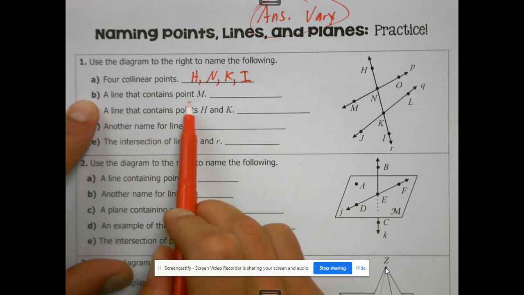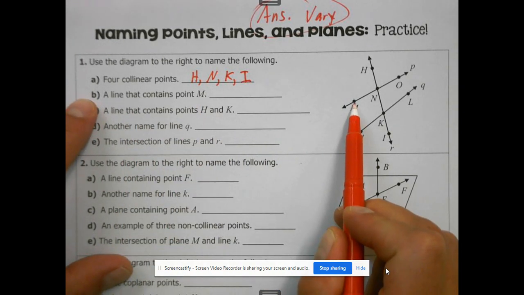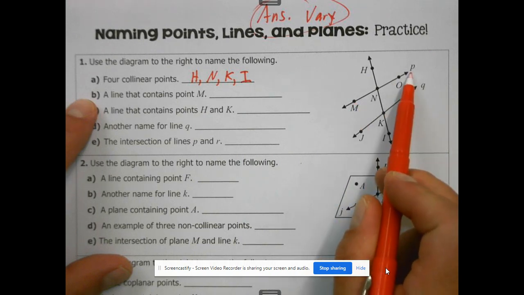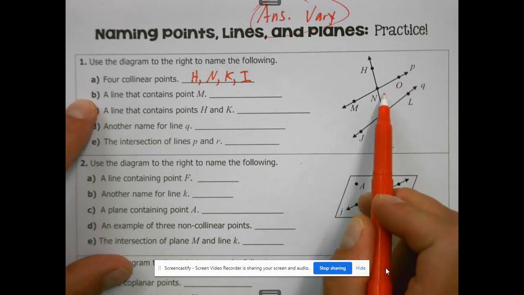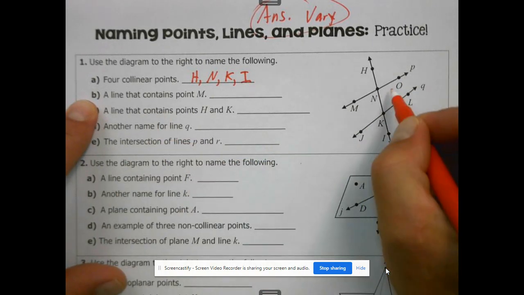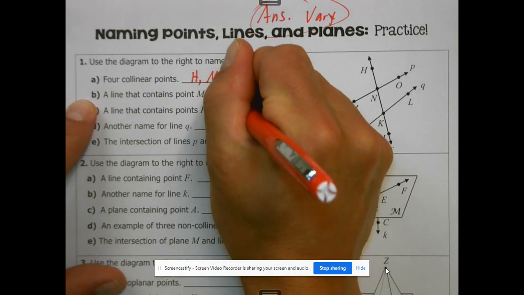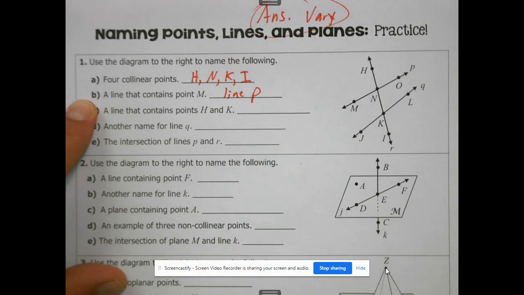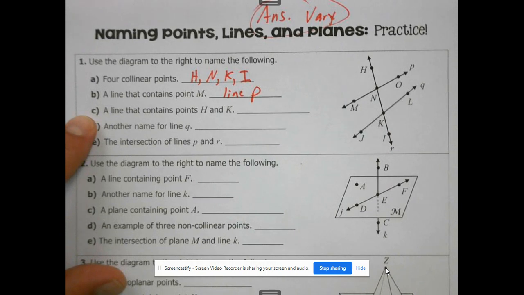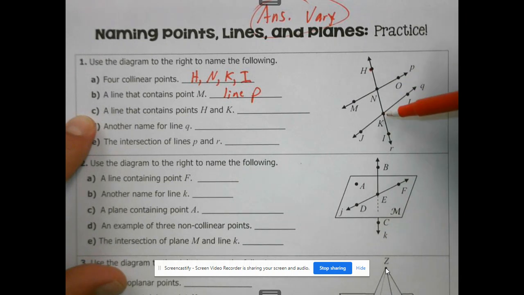Name a line that contains point M. So first find point M, and you can name it 3 different ways. You can name it by saying line P, or pick any 2 letters that lie on this line. In this case, I'm just going to use the original one. I'm going to say, hey, point M lies on line P. C says a line that contains points H and K. Find H and K. There's H, there's K. What line are they on? Line R.